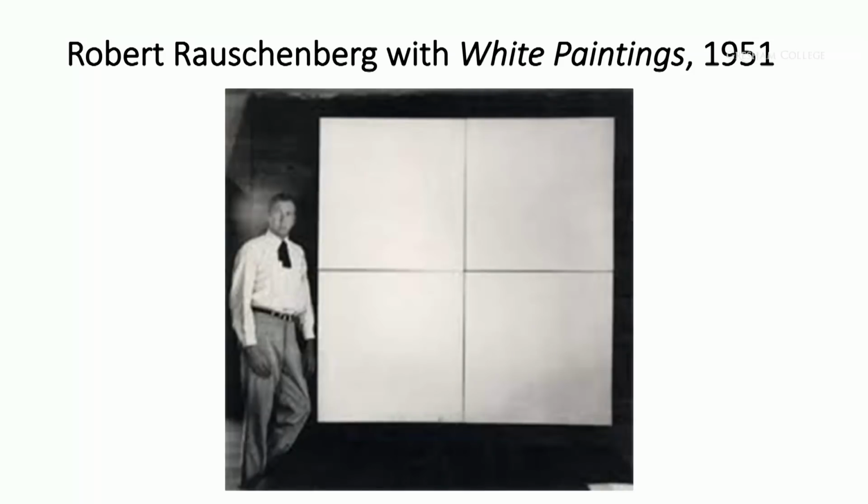In 1951, Robert Rauschenberg stunned the art world when he exhibited the white paintings. He took a roller, the sort you would use on a living room wall, and he got some white house paint, and he just went like this, and he just covered the canvas with nothing but white paint. And he exhibited it, and people said, huh?